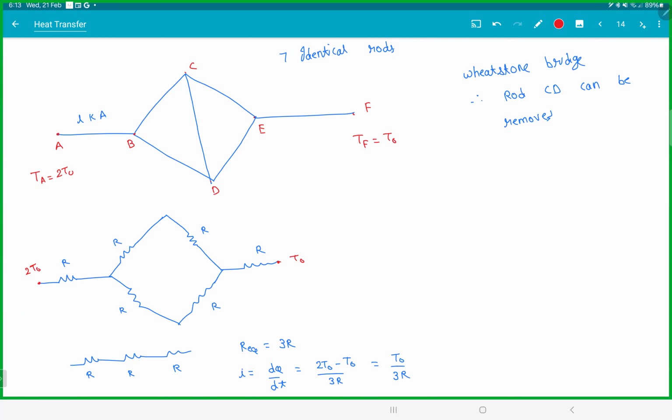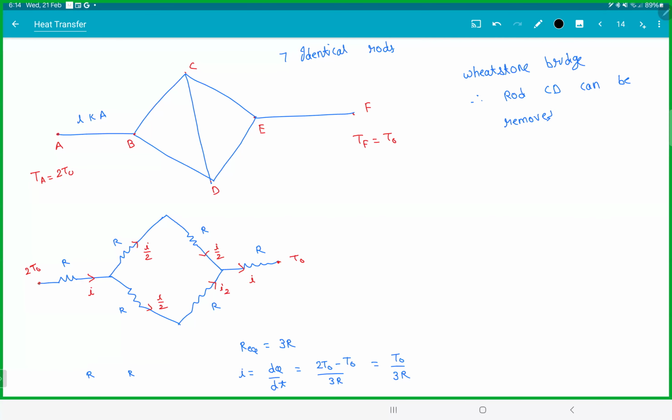T naught by 2. Let's see. Now, if I assume current I is flowing here, what is the current here? I by 2? Do you agree? I by 2, I by 2. Symmetry, na? This will be I by 2. This will be I by 2. And this is again I. Now see.